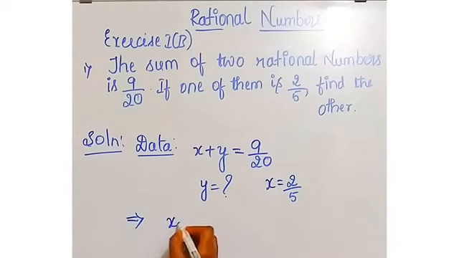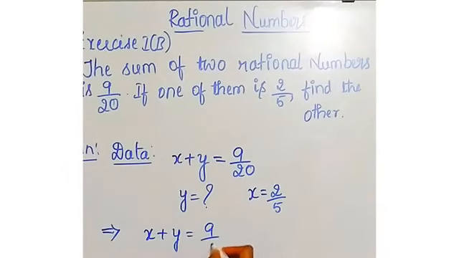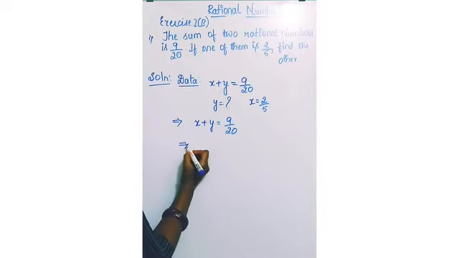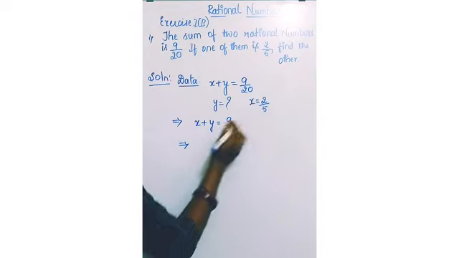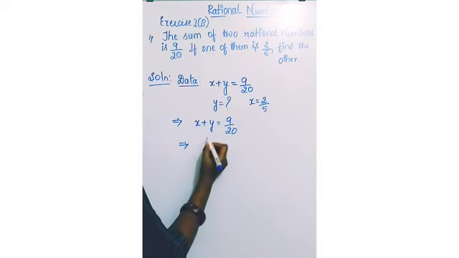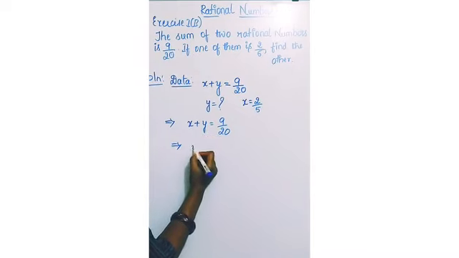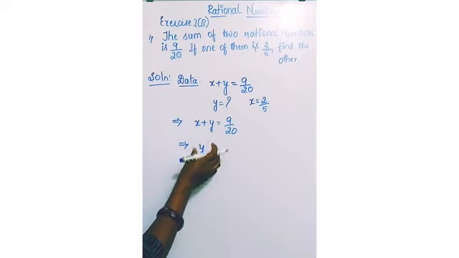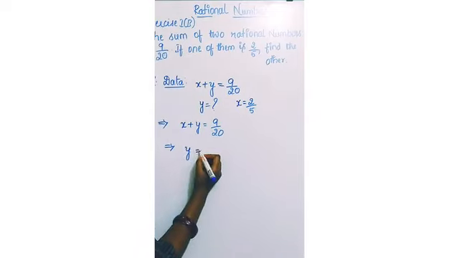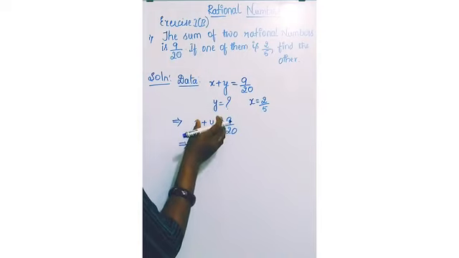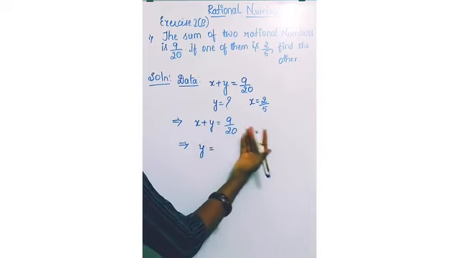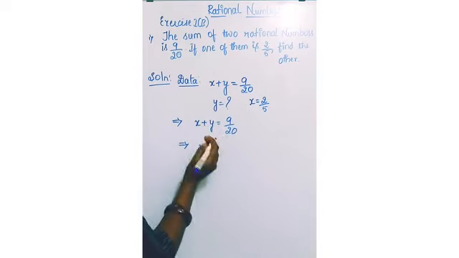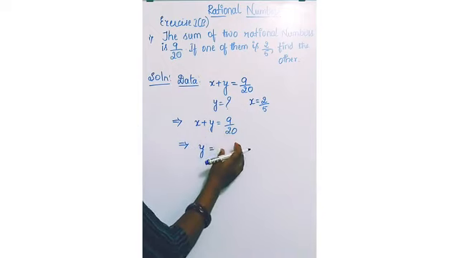That implies x plus y equals 9 by 20. Substitute the value of x, 2 by 5, here. We need to find the value of y, so I'll retain y on the LHS and shift the remaining terms to the RHS. The left side of any equal sign we call the LHS, and the right side of any equal sign we call the RHS.